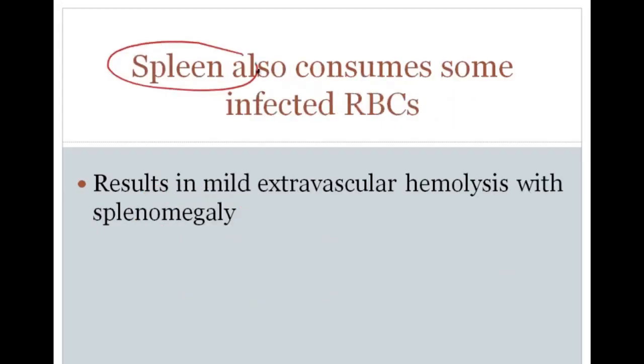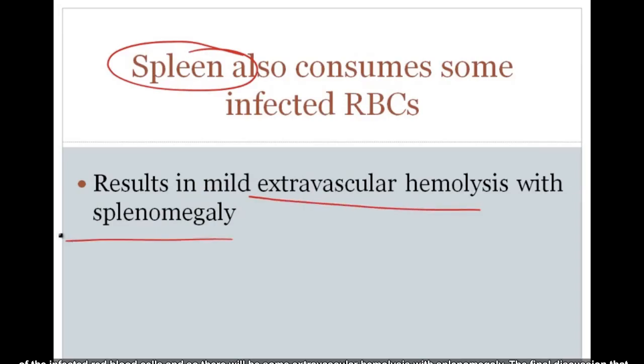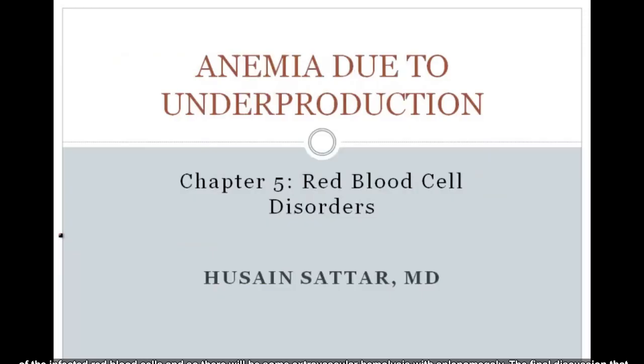So again, just allowing you to remember that in malaria, patients would also get a predominantly intravascular hemolysis. However, the spleen will also consume some of the infected red blood cells, and so there will be some extravascular hemolysis with splenomegaly. The final discussion that we want to have is anemias due to underproduction.